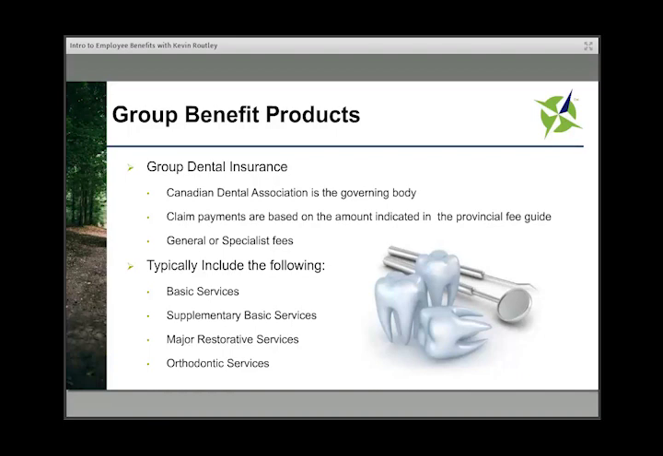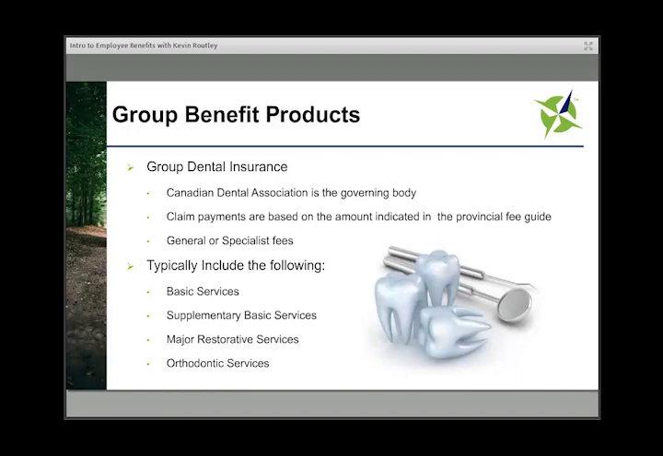Most benefit programs reimburse to the generalist fee guide, but there are some specialists out there. As an example, a pediatric dentist would charge a different fee guide than a general practitioner. Most benefit programs don't provide a specialist fee guide, although it is an option to employers.